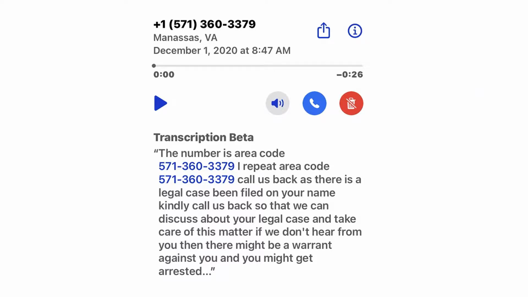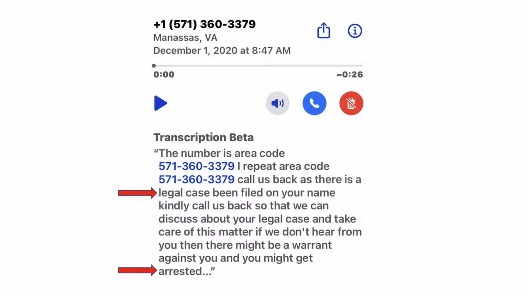Okay, so let's analyze this. How are they trying to motivate me to call that number? Well, I would suggest fear. So there's a legal case against me, but there's no specifics about it. And if I don't call, I might be arrested. Again, they're relying on fear. But let's analyze this and see all the different ways why it's pretty clear that this is social engineering.